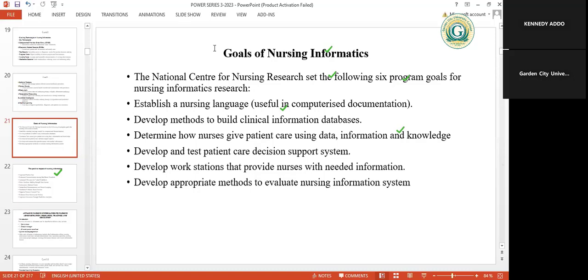The workstations are specialized computer systems that are meant for technical and scientific purposes. So it is more similar to databases, right? But it's a specialized computer system that is placed at a vantage point and becomes the source of information flow for nurses to rely on. Then develop methods to evaluate nursing information systems. So there should be a way to do evaluation to see whether we have made steady progress or whether we are not making any progress. So evaluation is very important.